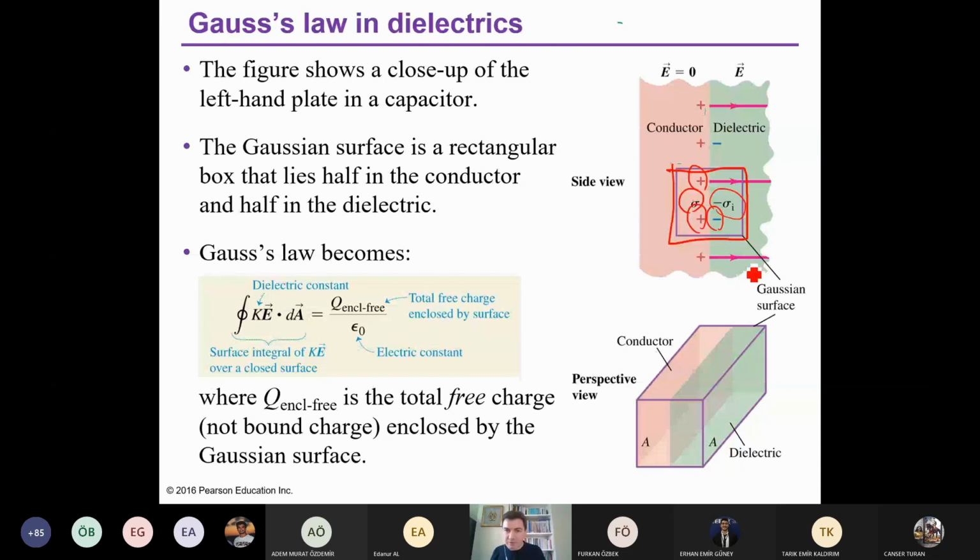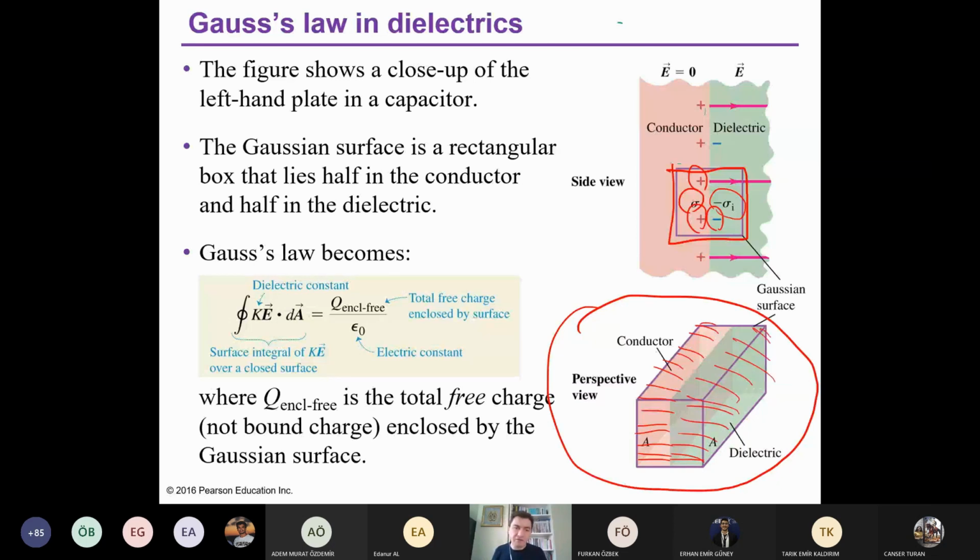So you can also see this perspective view of this Gaussian surface. Okay, on the left side we have the conducting plate of the capacitor, and on the right side we have some part of the dielectric material. And this is the Gaussian surface. Just apply Gauss's law.